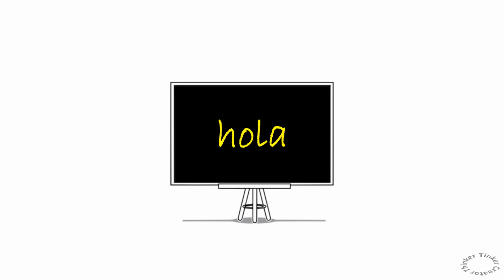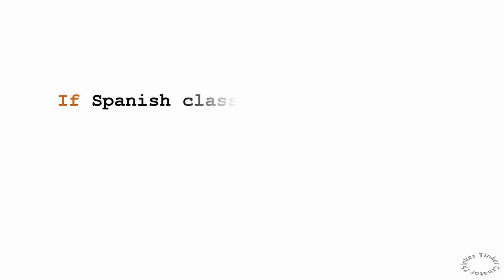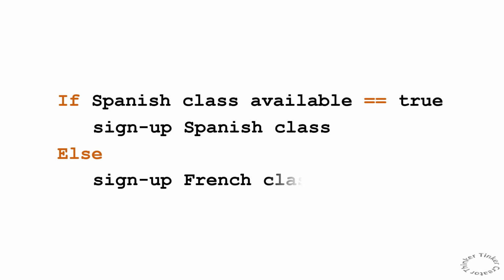Suppose we want to learn Spanish. The class may not be available, so our second choice is French. A computer program might look like this. If Spanish class is available, sign up Spanish class. Else sign up French class. This is a conditional statement, where the condition is the availability of the class.